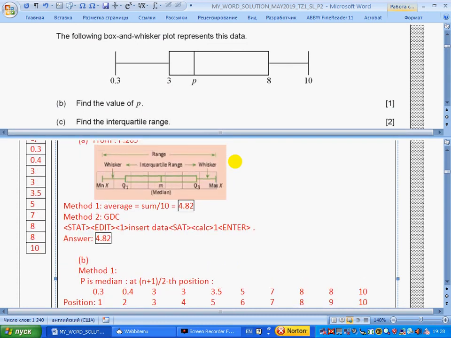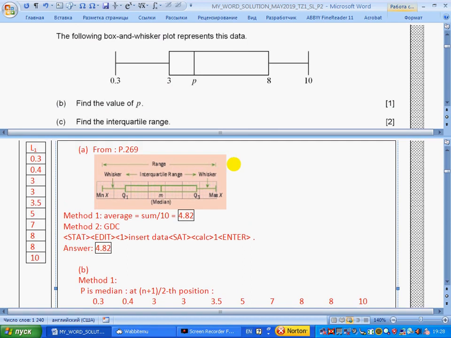Next question. The following box and whisker plot represents this data. Find the value of p. First of all, from the book, page 269, we see that this is the minimum value, this is the maximum value, this is the first quartile, this is the third quartile, and this is the median. So we should find the median.